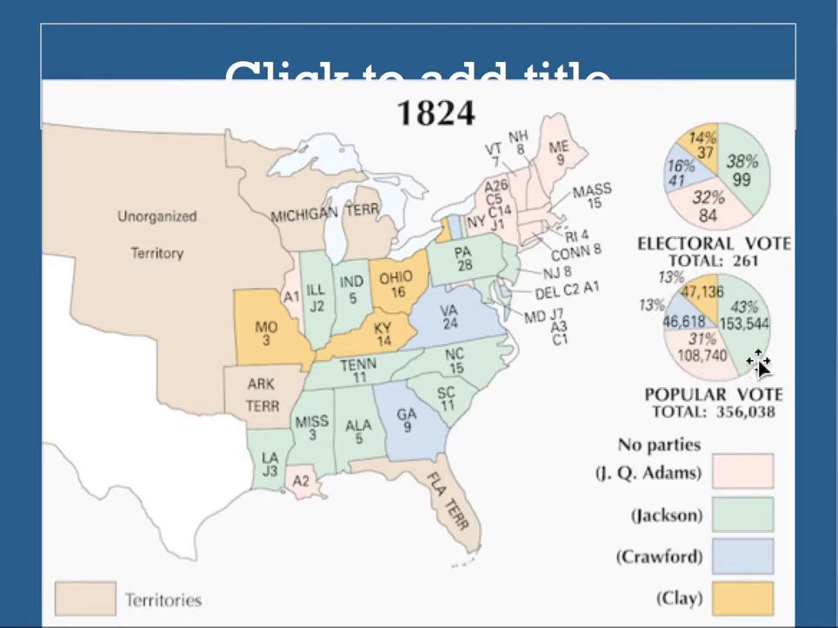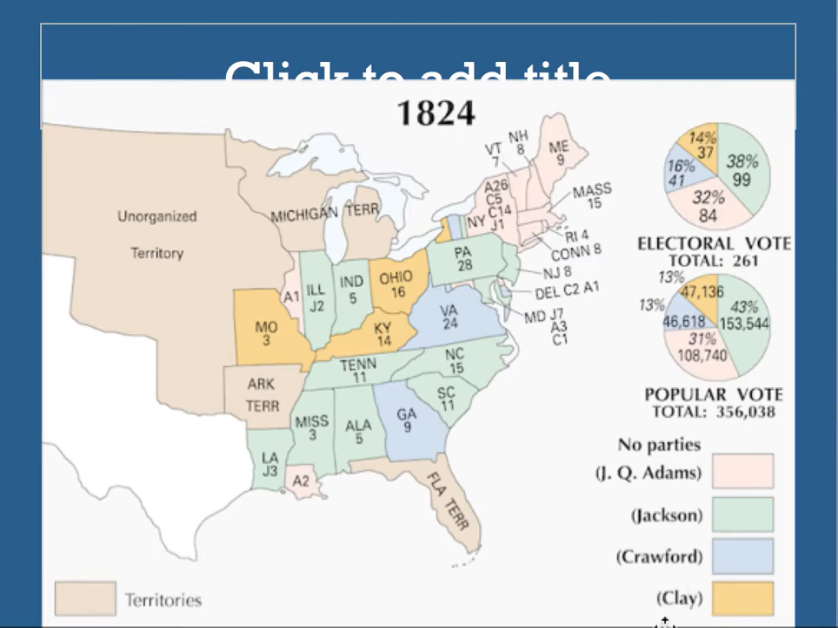Now, as you can see from this map, no candidate gets the majority of the electoral vote and no candidate gets the majority of the popular vote. Jackson wins the most popular votes and the most electoral votes, but neither puts him over 50%. And anytime we don't have a candidate that gets over 50% in the Electoral College, Congress has to decide who the president is going to be, and they have to pick from the top three candidates. So that leaves Quincy Adams, Jackson, and Crawford, and it eliminates Clay from the conversation.